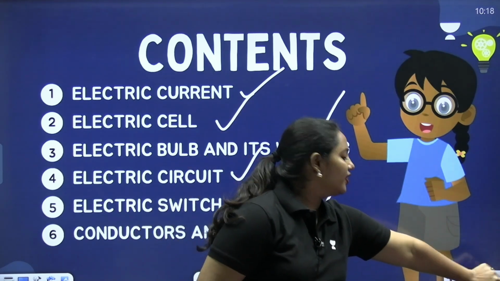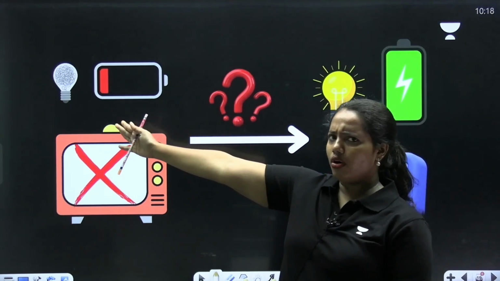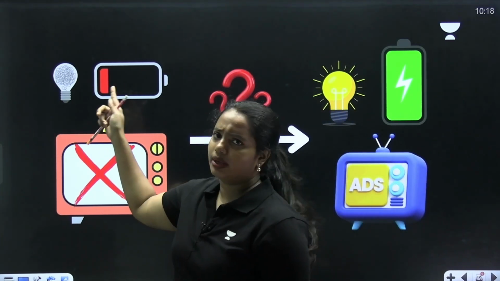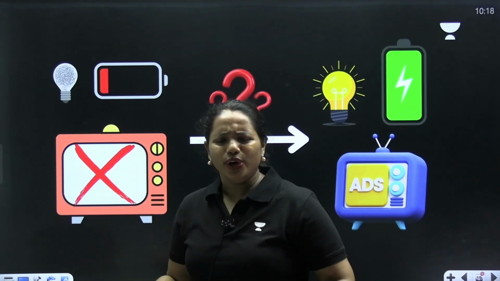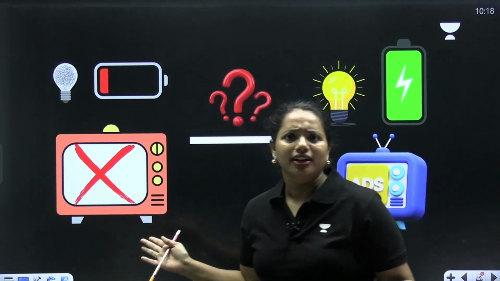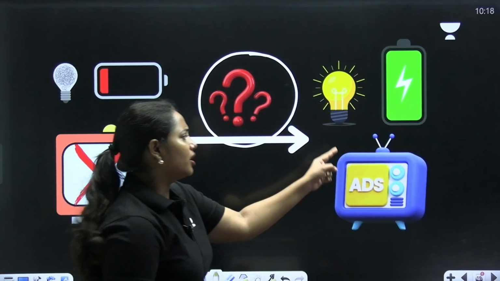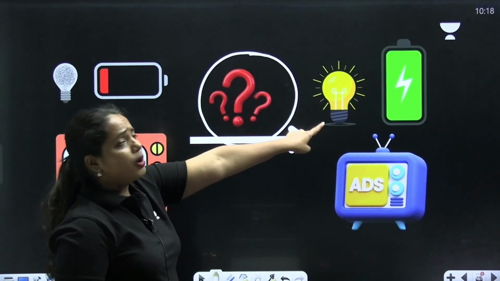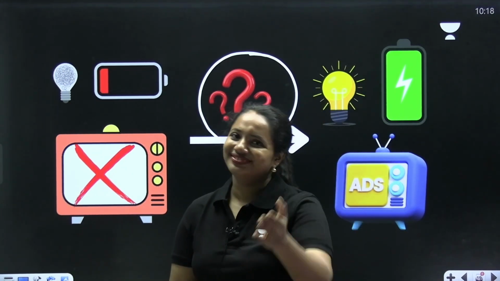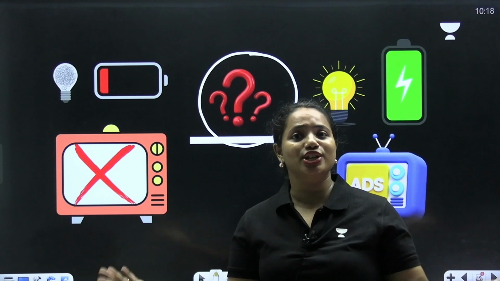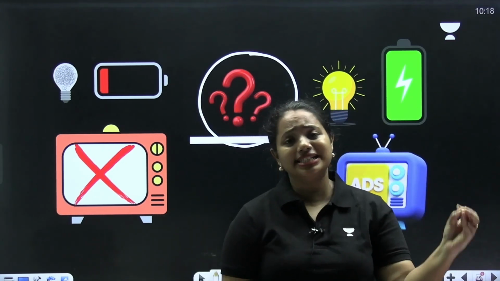So let's dive into the session here. If your phone is running out of charge, or if the bulb is not working, or if your TV is not working properly, what is lacking here? Can you please identify? What has to be supplied if you want to turn on the TV, make the bulb work, or charge your phone? Exactly, it's nothing but electrical energy. So electrical energy has to be supplied for the proper working of these appliances.